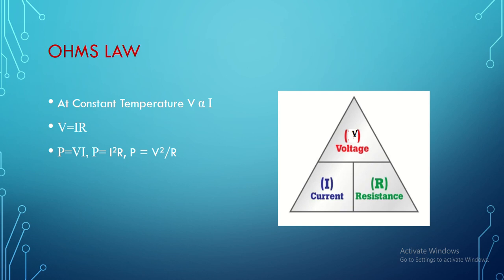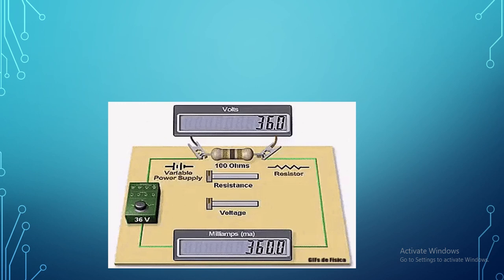Already we know the formula for power, P is equal to VI. We substitute the value of V in terms of IR, so P is modified into P is equal to I squared R. And substituting I is equal to V by R, P is equal to V squared by R. So in total we have three formulas for power: P is equal to VI, P is equal to I squared R and P is equal to V squared by R. This shows that if we increase the voltage, the current is increased. If resistance is increased, the current is reduced.